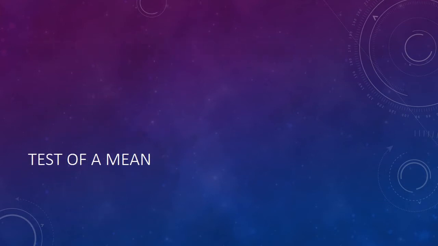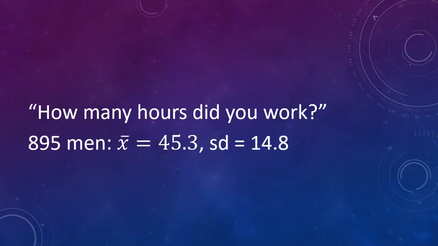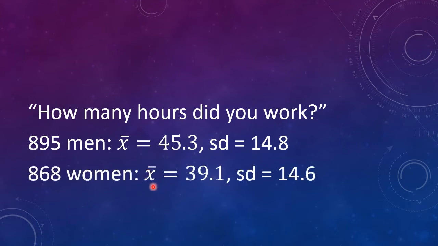First, the test of a mean. Suppose we want to know if people adhere to a 40-hour work week. That is, we want to know if the mean number of hours people work is equal to 40. The 2004 General Social Survey asked, how many hours did you work last week? For 895 men, the sample mean was 45.3, with a sample standard deviation of 14.8. For 860 women, the sample mean was 39.1, with a sample standard deviation of 14.6.